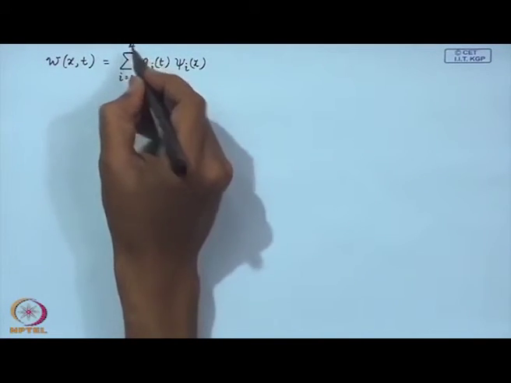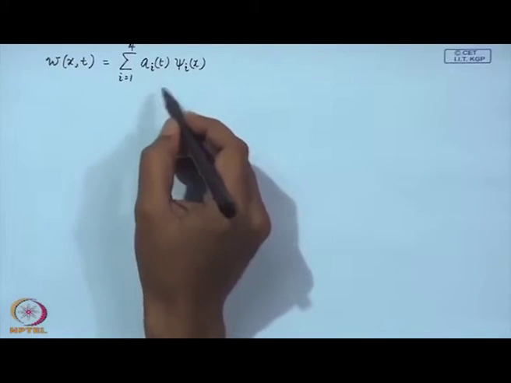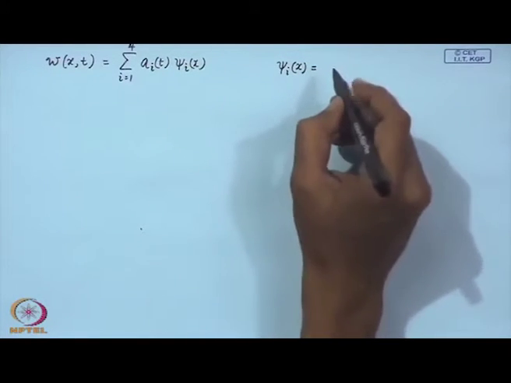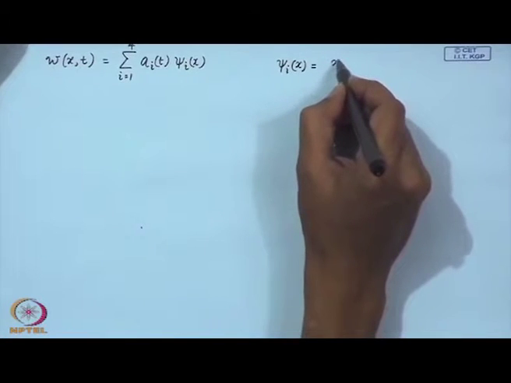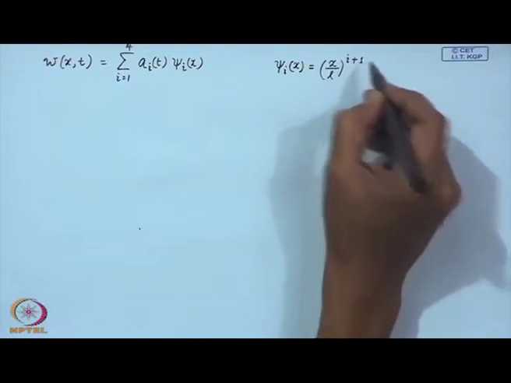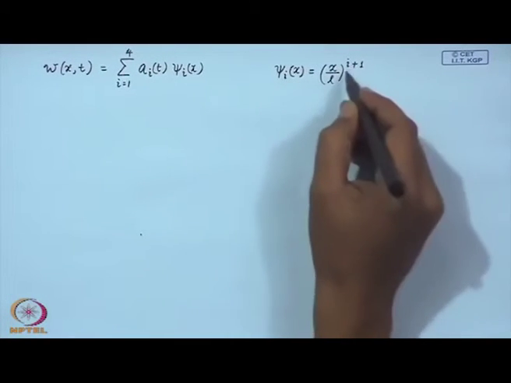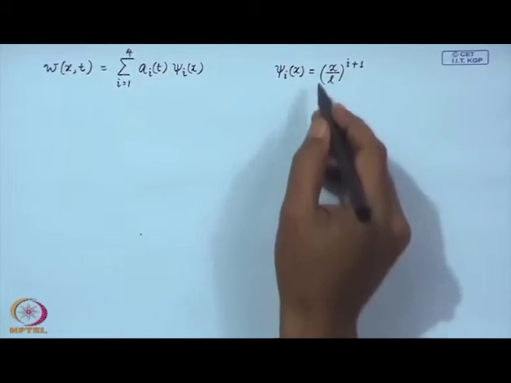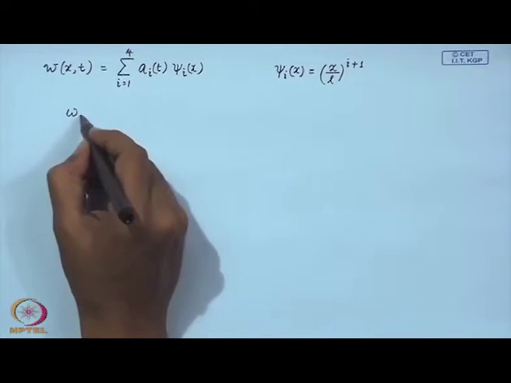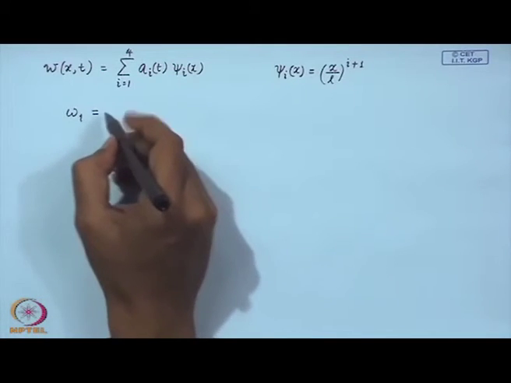So, in the second example I have considered 4 terms in the expansion, and I have taken the admissible functions in this form. So, psi 1 is the square of x over L. I have gone up to 4 terms in this expansion, and when I calculate, following the procedure that we just discussed, these eigen frequencies.